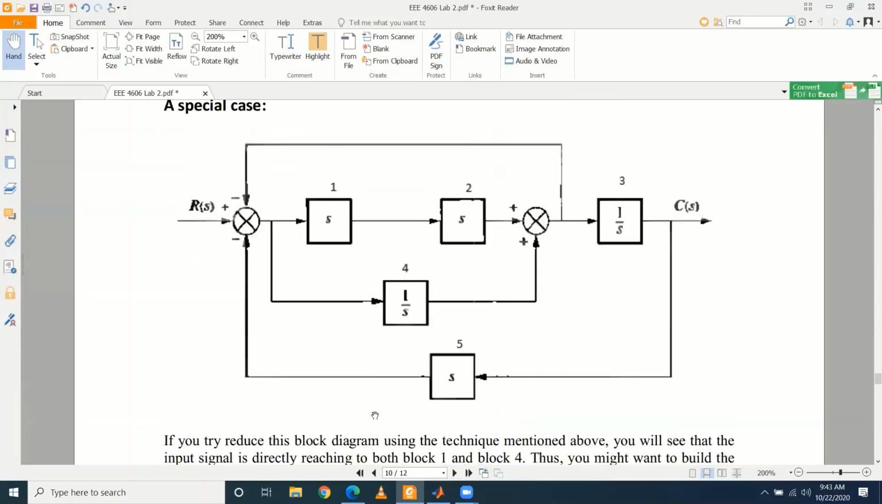But the thing is, this is one single block diagram, and obviously there's only one input, right? This is not a multiple input system. So the result that we'll get will not be incorrect, but it will be kind of incorrect, right? So how to rectify this?